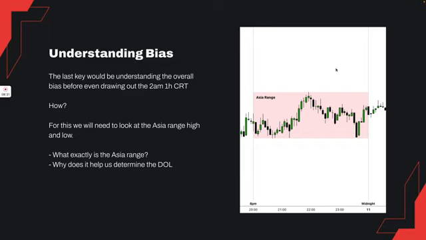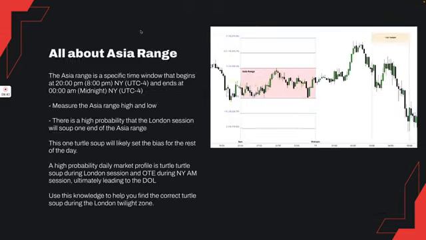As you can see right here, this is the Asia range, high and low, between a specific time slot. The Asia range is a specific time window that begins at 8 p.m. New York Eastern Time Zone and ends at midnight New York Eastern Standard Time Zone. Measure the Asia range high and low. Extend those highs all the way through to the London Twilight Time Zone if you need it.